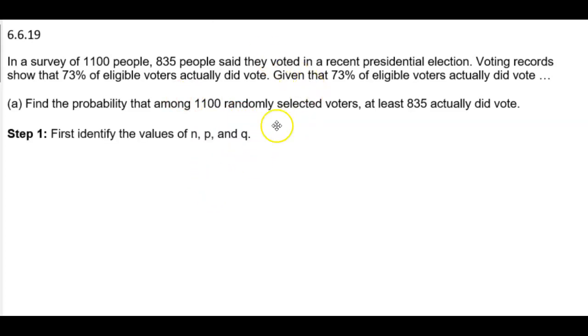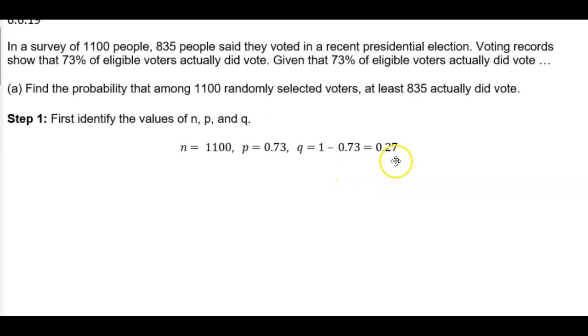So the first thing we want to do is identify the values of n, p, and q. We know that the sample size n is equal to 1,100. The probability is 73%, which is 0.73. And the complement of that, which is q, which is 1 minus 0.73, is 0.27.